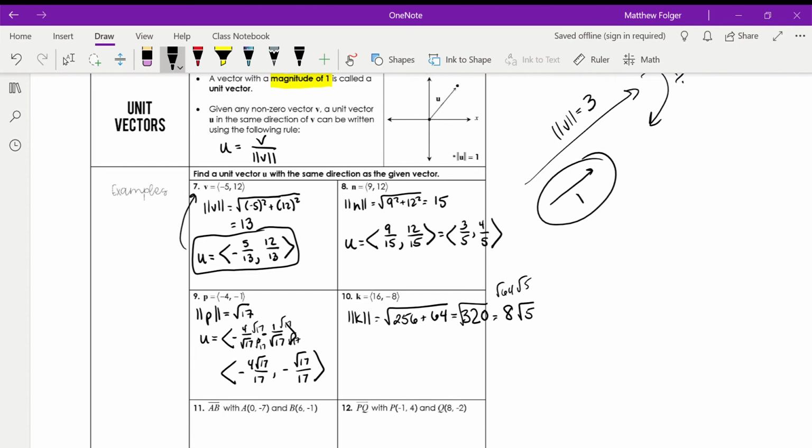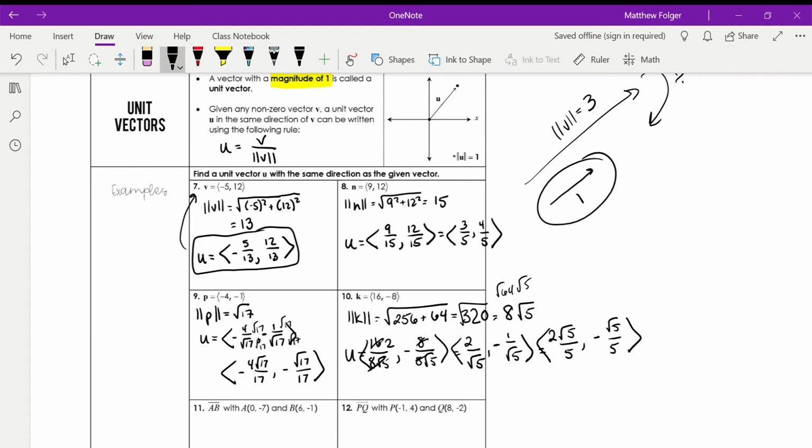So now the unit vector is just going to be the initial vector over that magnitude. So we have 16 over 8 radical 5, comma, negative 8 over 8 radical 5. Right away, I'm just going to reduce that to 2 over radical 5, and then negative 1 over radical 5. And then just rationalize those denominators. So 2 square root of 5 over 5, comma, negative square root of 5 over 5. So there's the unit vector for K.